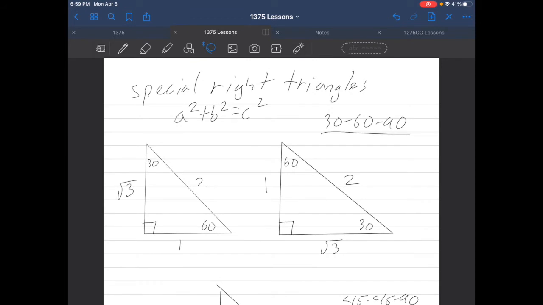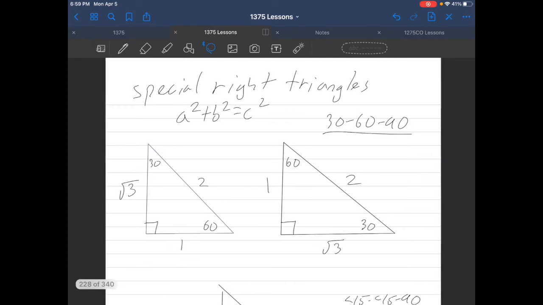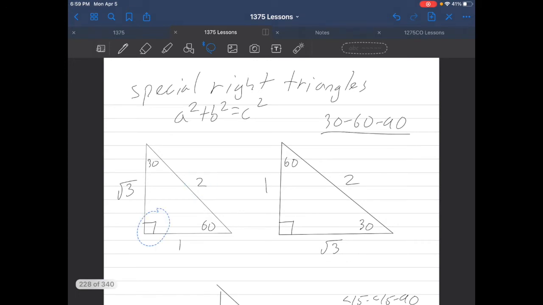And this is a 30, 60, 90 right triangle, which has special measures of 1 across from the 30-degree angle, 2 across from the 90-degree angle, and radical 3 across from the 60-degree angle. Right, so as long as you draw a 30, 60, 90 right triangle, that means you can fill in these 3 side lengths always, right?